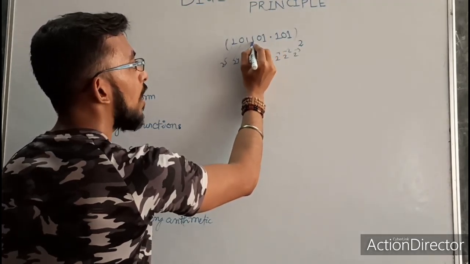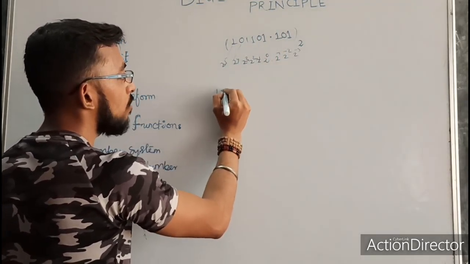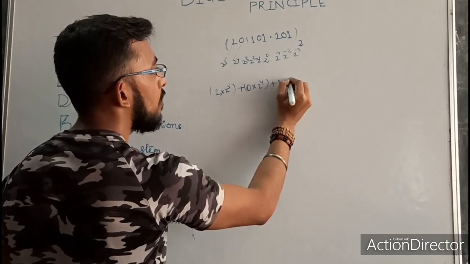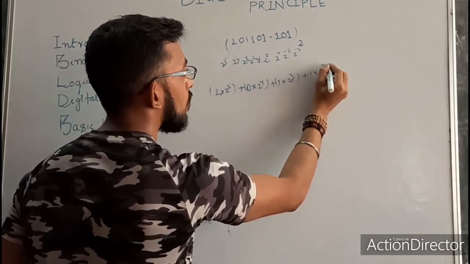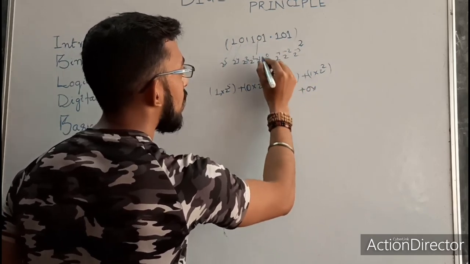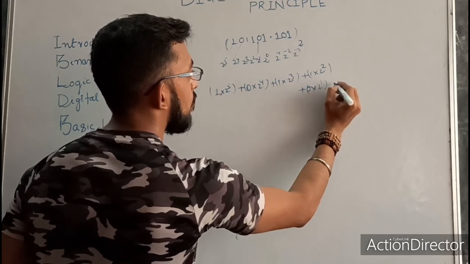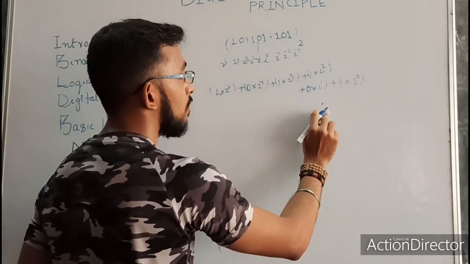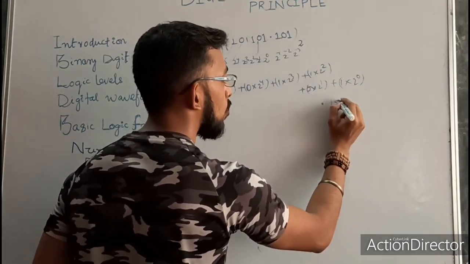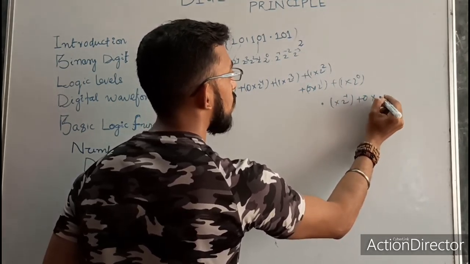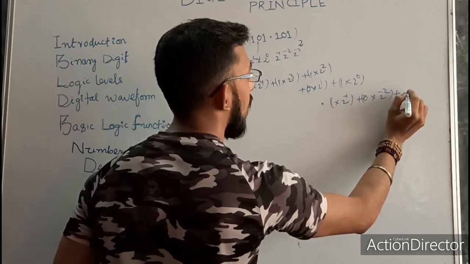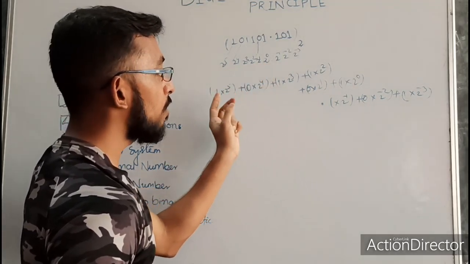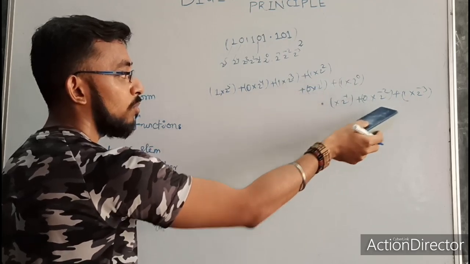So then what we have to do? We have to check where my 1s are present, because I have to write 1 into 2 power 5 plus 0 into 2 power 4 plus 1 into 2 power 3 plus 1 into 2 power 2 plus 0 into 2 power 1 plus 1 into 2 power 0, dot. After the decimal point, the fractional part will come: 1 into 2 power minus 1, plus 0 into 2 power minus 2, plus 1 into 2 power minus 3. If you do not remember the powers or the process, it will take much time. Like here, I took so long to write this expression.